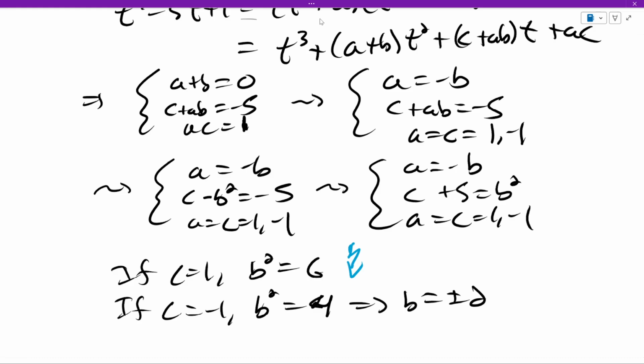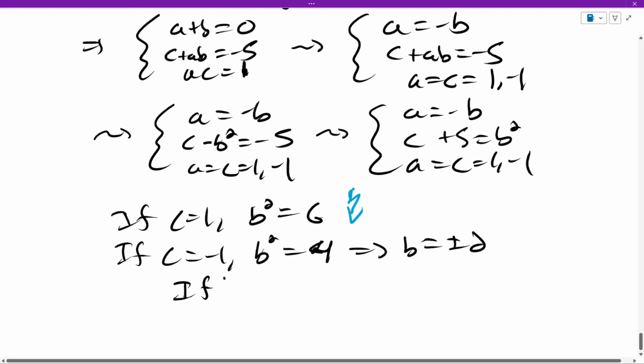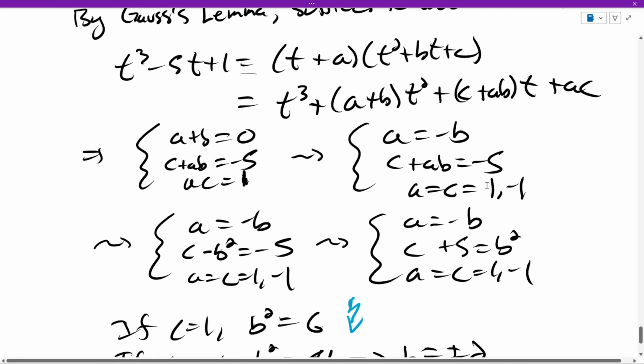In either case, if B is plus or minus 2, then A is negative B, so A is minus plus 2. But A has to be 1 or negative 1 in this case, and this is a contradiction. This is way more complicated than we need for this problem, but it illustrates that instead of working over Q, working over Z, we can make some simplifications when we check irreducibility.